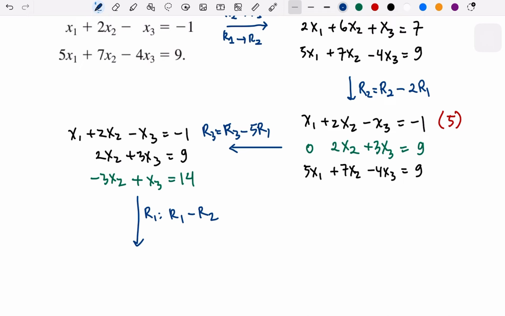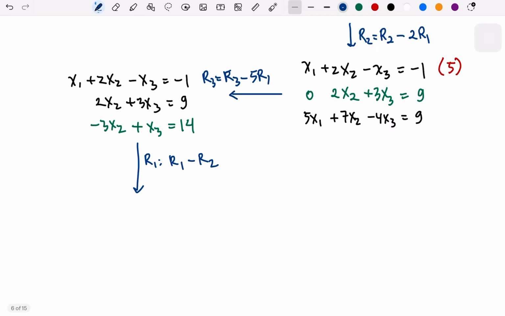Okay. So I will write the first one, x1. 2x2 minus 2x2 is 0. Negative x3, negative 3x3 is negative 4x3. Let me give space here, and then negative 4x3 equal negative 1, negative 9, it's negative 10.